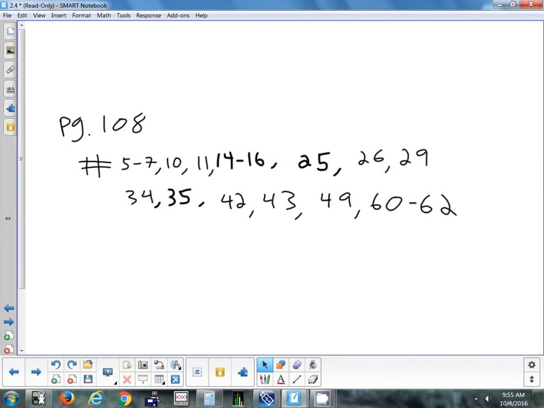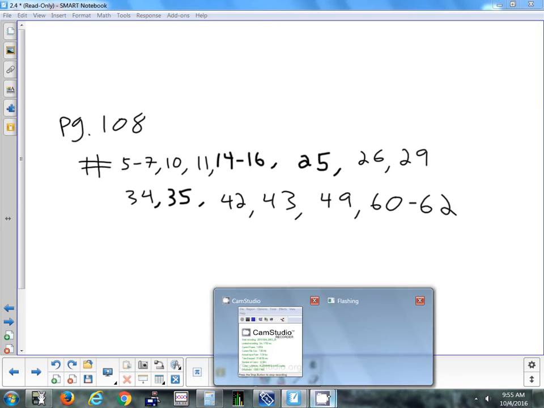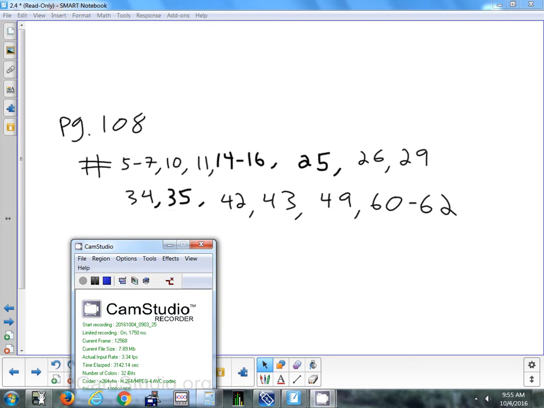All right, homework tonight. It's on just one page, because we did one section, page 108. Problems 5 through 7, 10, 11, 14 to 16, 25, 26, 29, 34, 35, 42, 43, 49, and 60 to 62. Again, it skips around a little bit, but we did a few different things today, so I just want you to try one of each type of thing we did today. We'll take a look at that first thing tomorrow. We'll finish chapter 2 tomorrow, and we'll have our test on Friday.